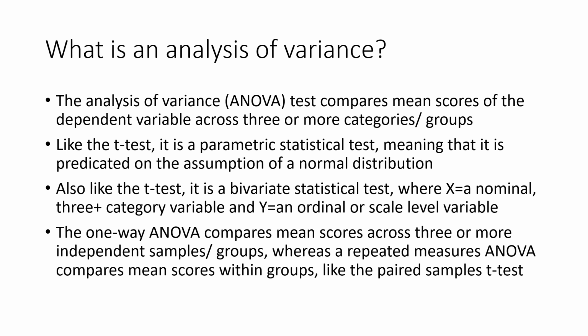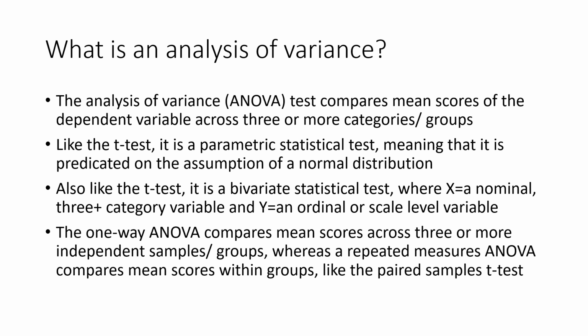It is also, like the t-test, a bivariate test. So bivariate meaning that there are only two variables associated with it, x and y is what we call them, x corresponding to the independent variable and y corresponding to the dependent variable. And in the case of an ANOVA, the x variable has to be nominal with three or more categories, and the y variable has to be either ordinal or preferably scale level in measurement. I say preferably because scale level variables tend to be more normally distributed than ordinal level variables, but we can still use ordinal variables with this statistical test.